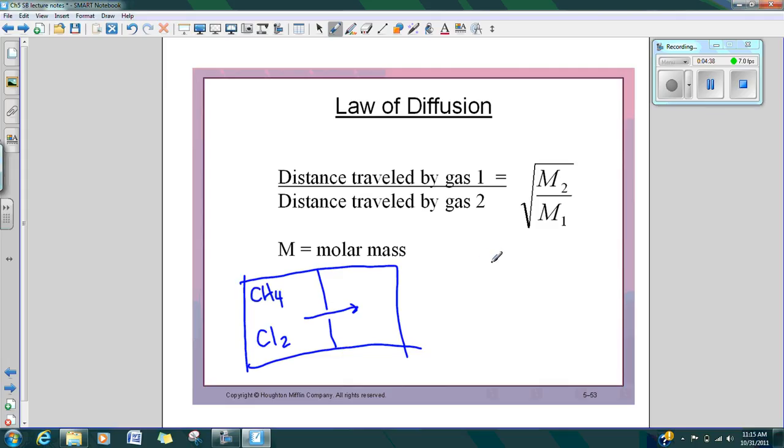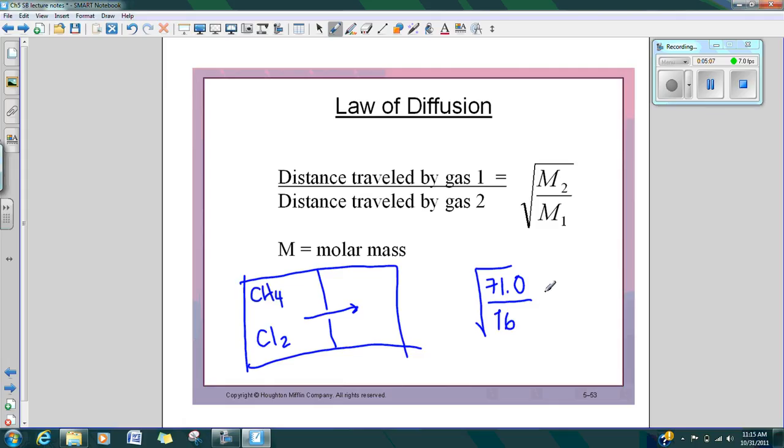Well, if I take the distance traveled by gas 1 and the distance traveled by gas 2, I am going to be taking the molar mass. So the molar mass of chlorine gas is 71. The molar mass of methane is 16.